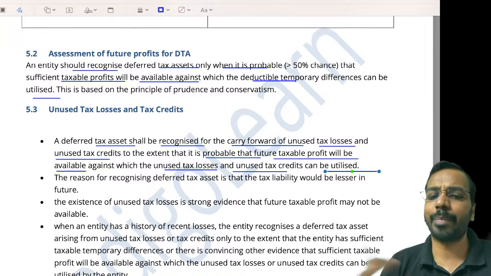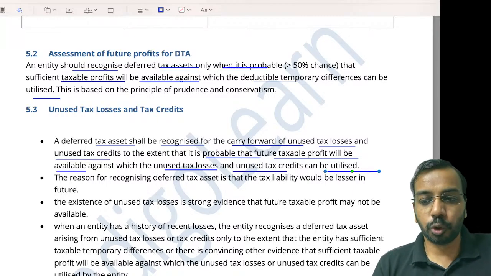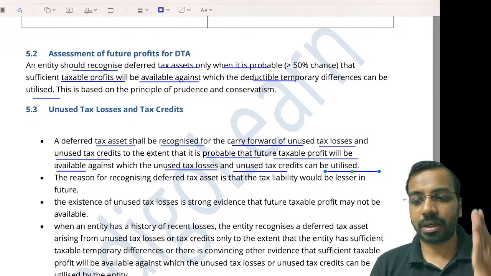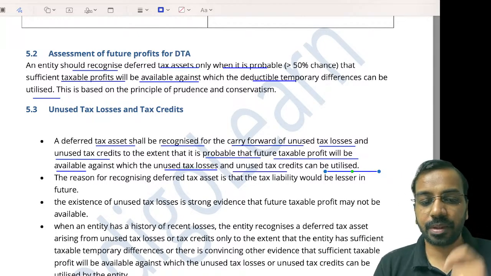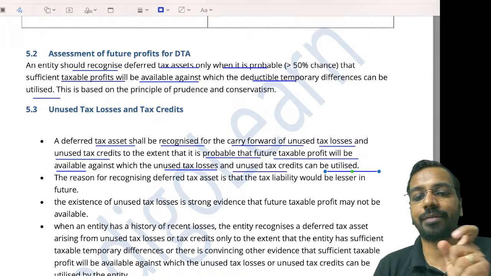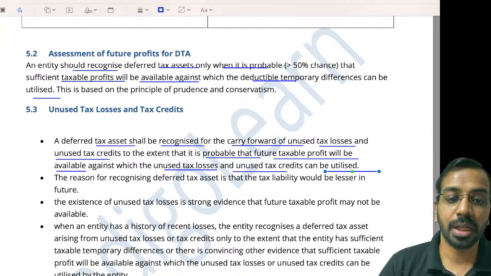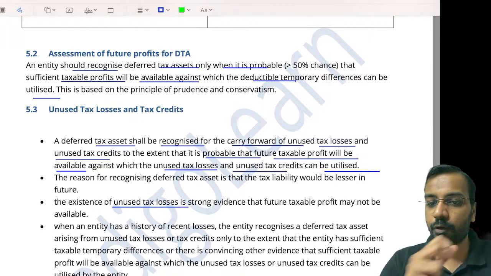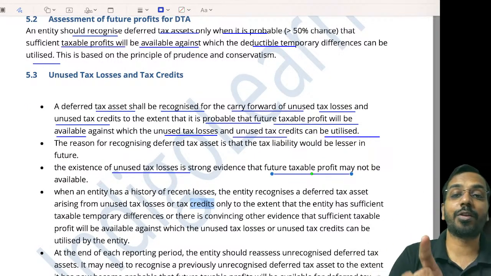Tax credit is something like MAT, minimum alternate tax. So you will recognize a deferred tax asset for brought forward tax losses only if it is probable that in the future you will have taxable profit. Means there has to be a probability. Now if you have unused tax losses, means brought forward tax losses, there is a high chance that in future taxable profit may not be available.